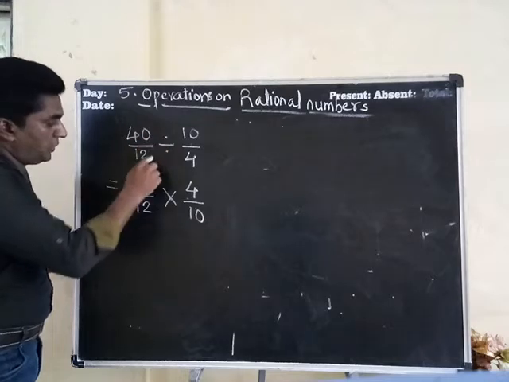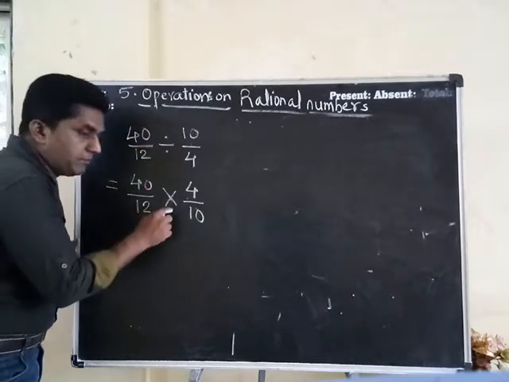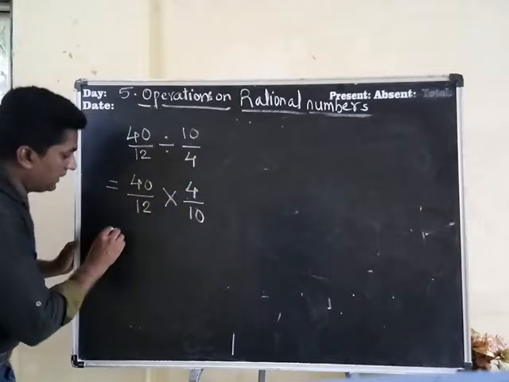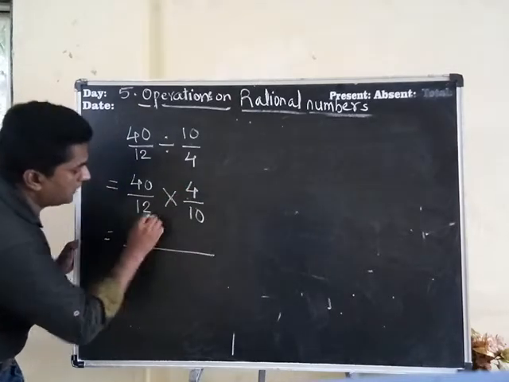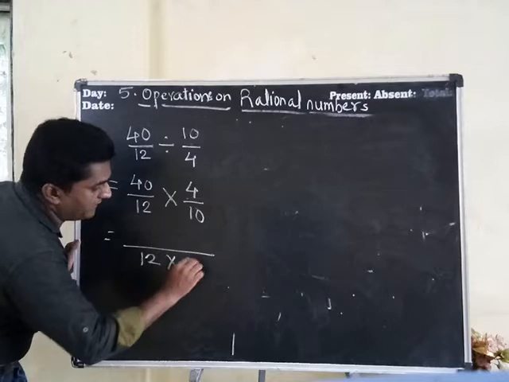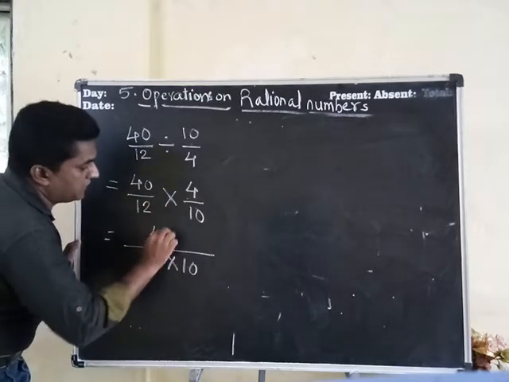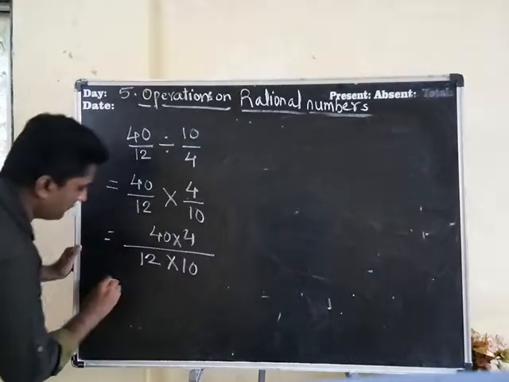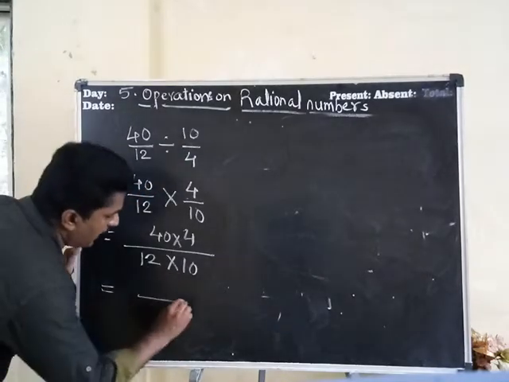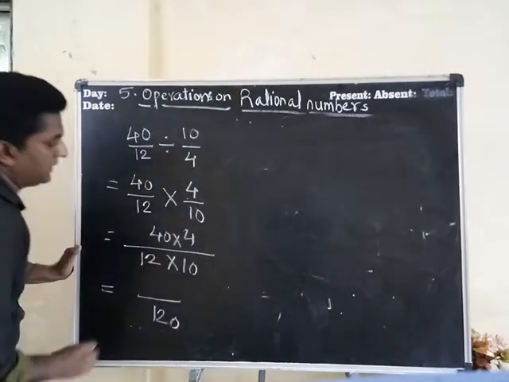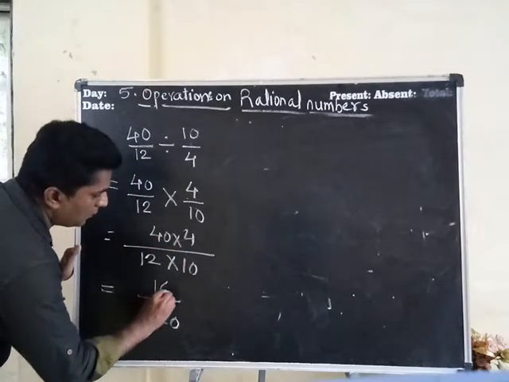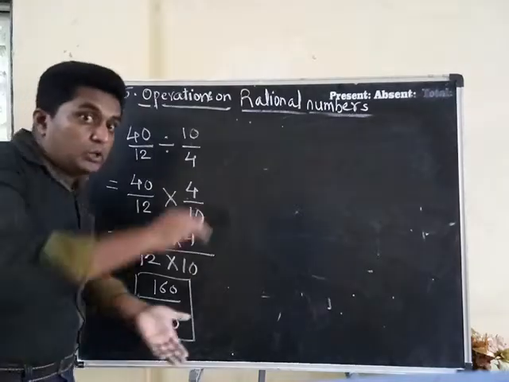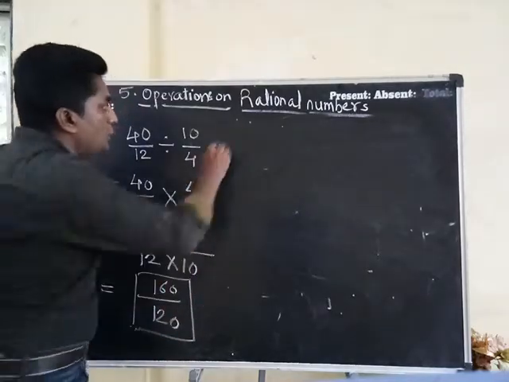See, 40 upon 12 as it is. Division became multiplication and 10 upon 4 became 4 upon 10. Now is equal to a big line, 12 into 10, and this 40 into 4. Is equal to 12 tens are 120 and 4 4s are 160. This is your answer. But you can reduce it. How? I will show you here.